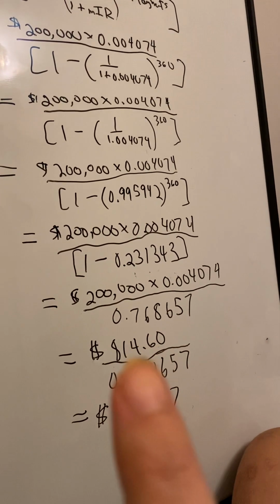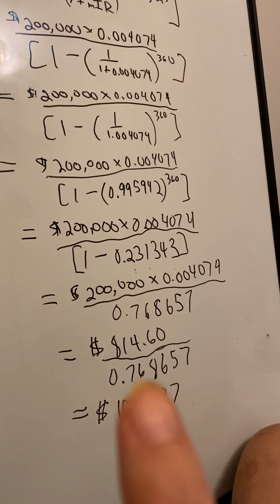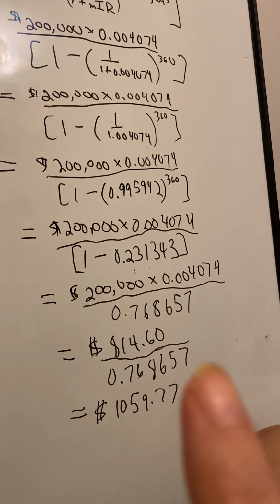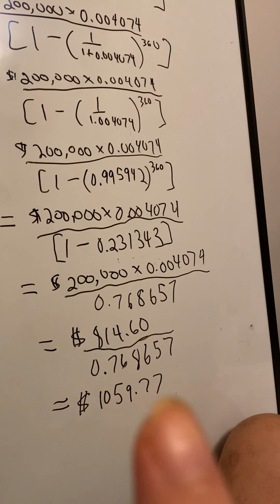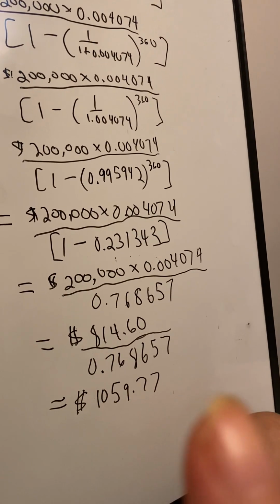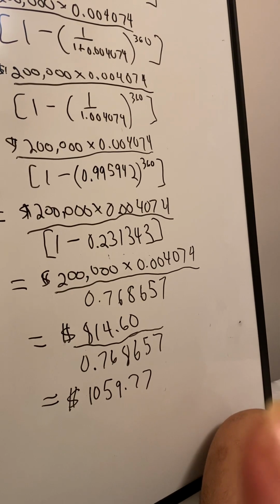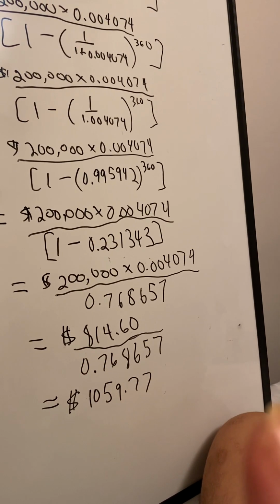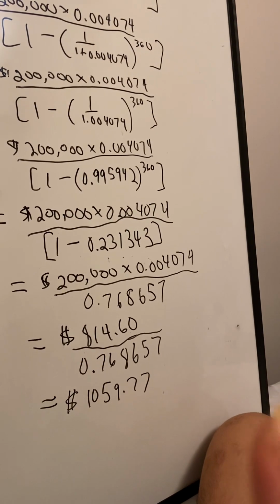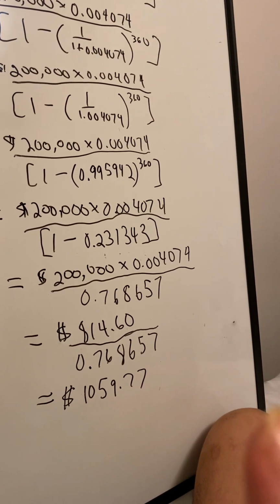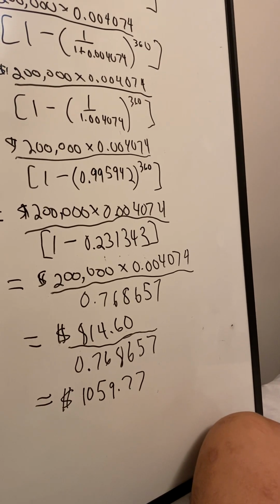So now we do the numerator, 200,000 times 0.004074, and we get $814.60, divided by 0.768657, and we get $1,059.77. That's your payment amount. Now remember, we're making payments for 30 years, so we're going to have 360 of these roughly $1,000 to $1,100 payments.